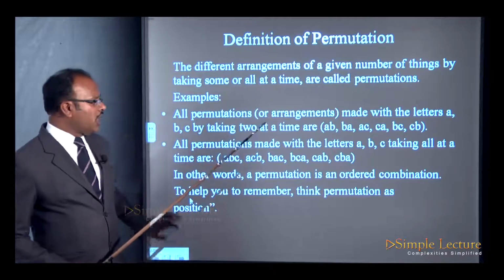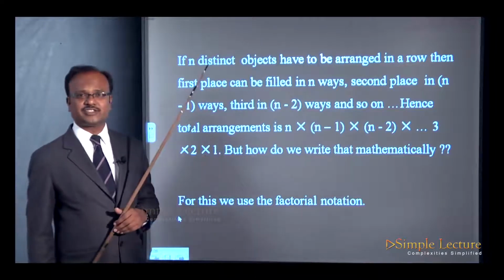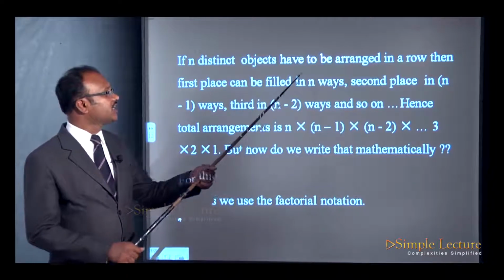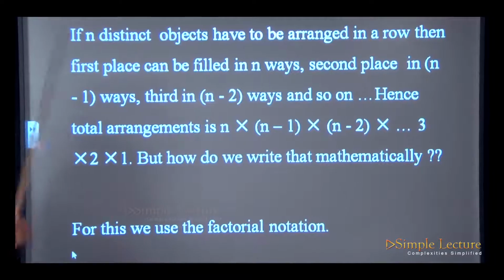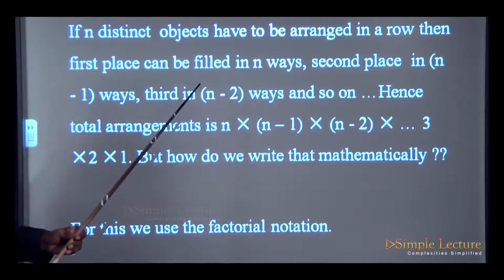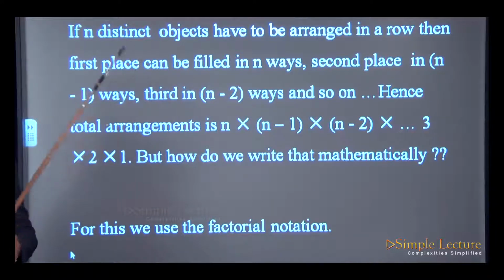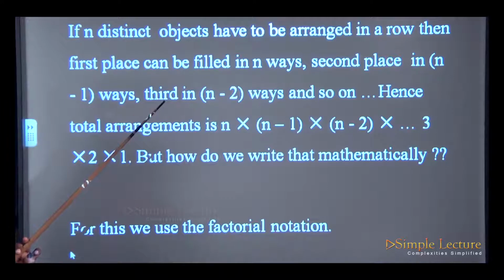Okay. Now, if n distinct objects have to be arranged in a row, then first place can be filled in n ways, second place can be filled in n minus 1 ways, the third place can be filled in n minus 2 ways and so on. See, let us take, there are 6 persons. Now, you have to make them be seated in one row. So, in how many ways you can make them be seated in a particular row?